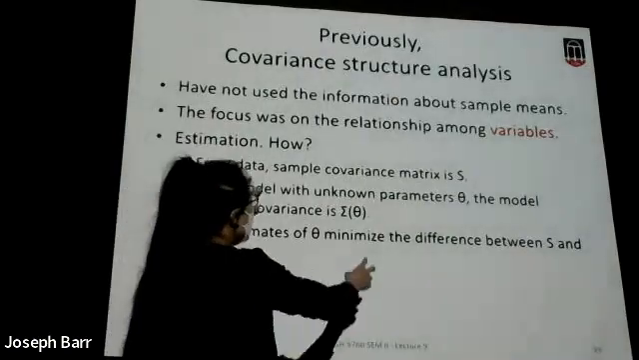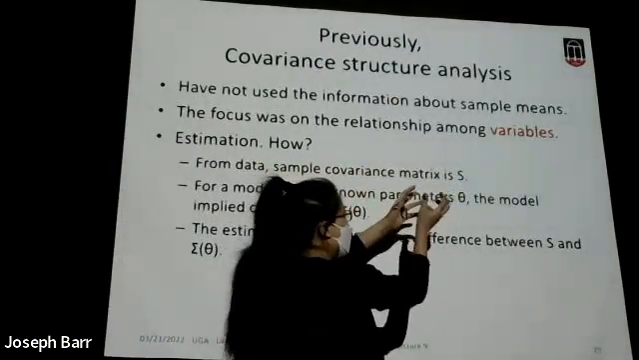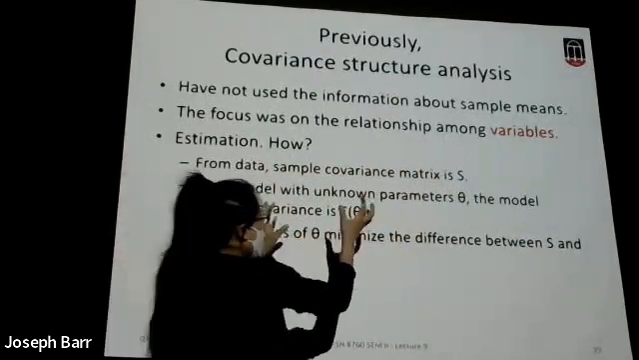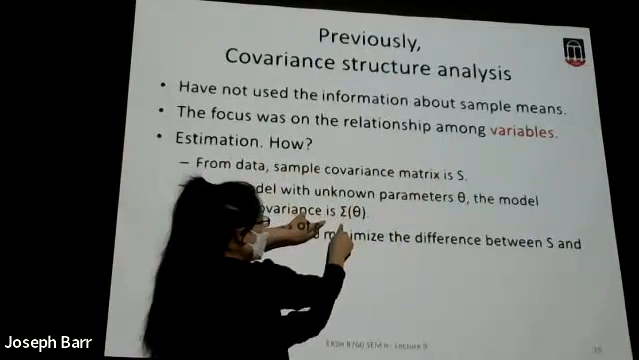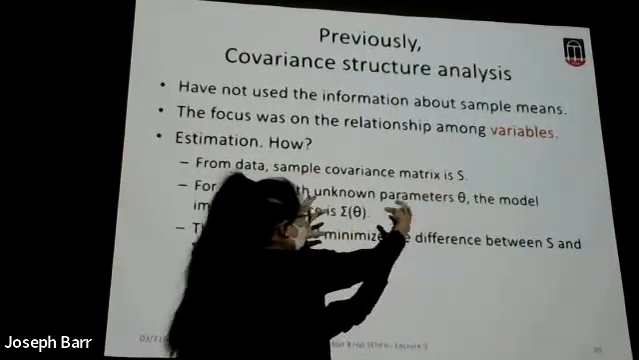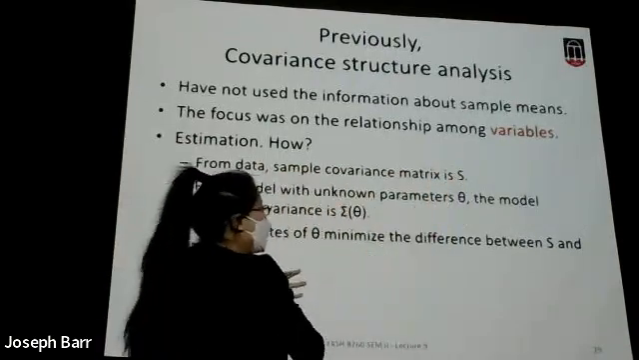For the data part, we have the sample-based covariance matrix. We use S to show that. For the model part, we have the model-based covariance matrix. We use capital sigma to show it. We try to make the residual matrix between these two as small as possible.